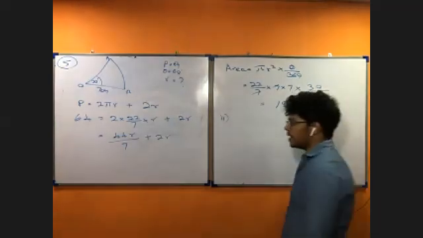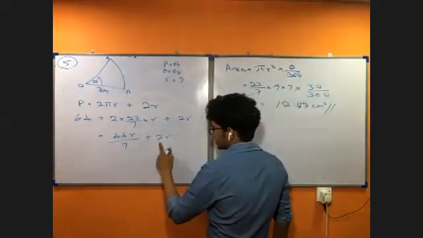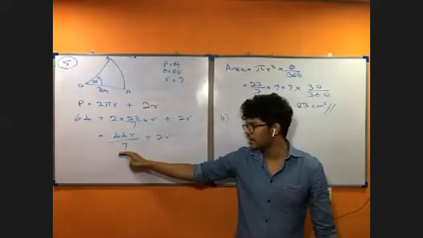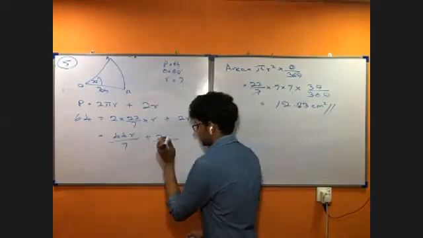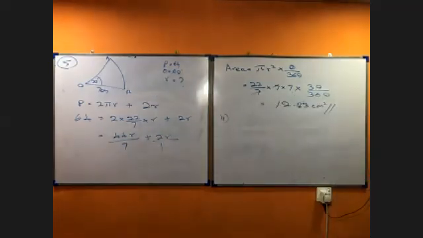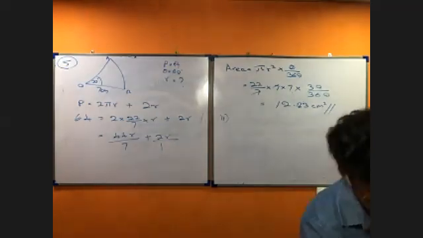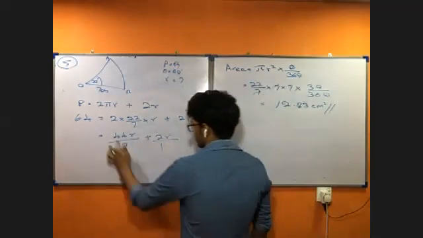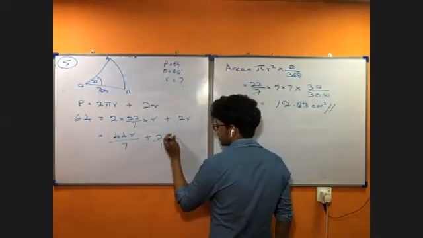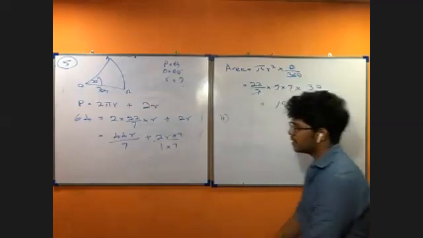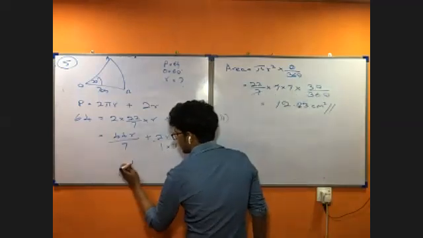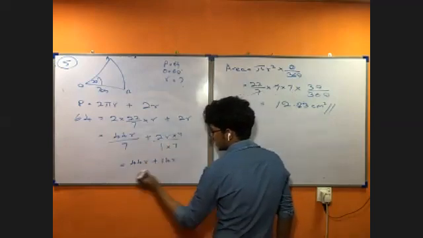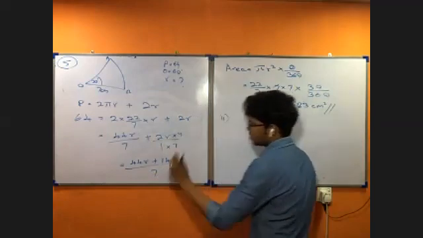Then I cannot add this one to this one because the denominators are different, right? Because this is a fraction, this is a fraction. I have a denominator of 7. I have a denominator of 1. So I cannot add them to each other. So what I have to do, I have to get the common denominator. I have to multiply both of them by 7. So what do I get? 44r plus 7 times 2, 14r divided by 7. Right?